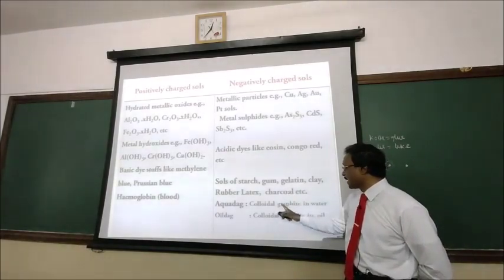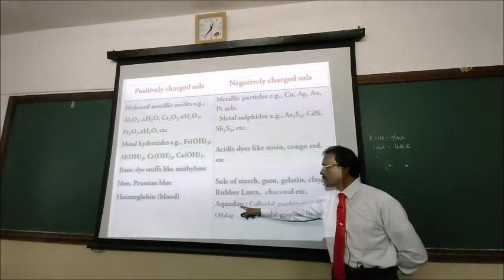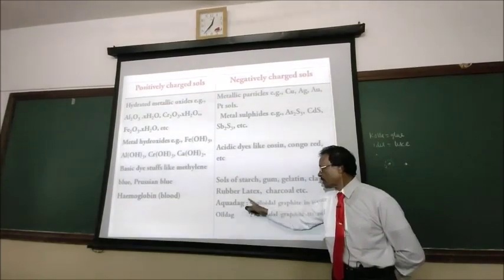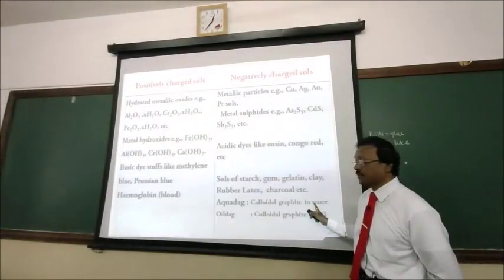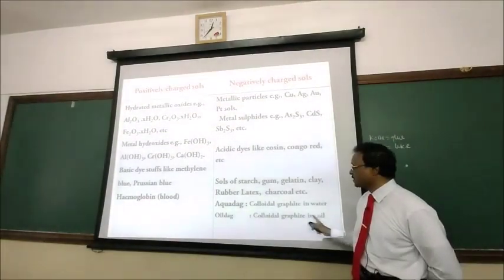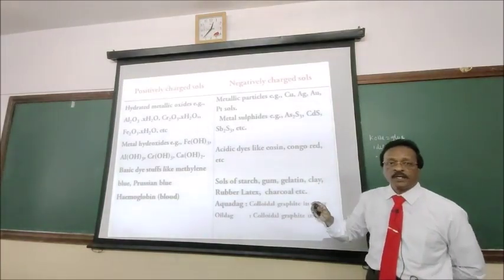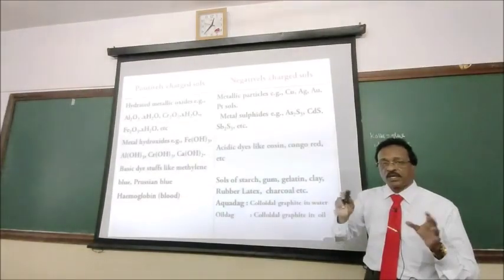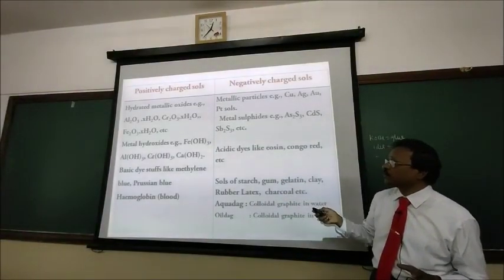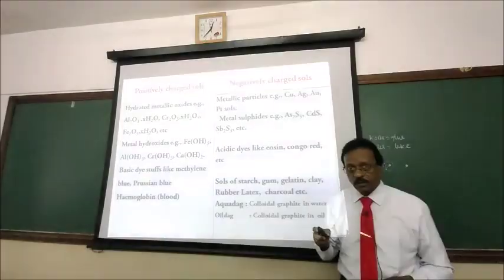Even colloidal graphite in water is called aquadag. This is the term used. Aquadag is often asked in national examinations: colloidal graphite in water is negatively charged. Colloidal graphite in oil is called oildag. They are all negatively charged colloidal particles. The analytical property of colloids is based on the movement of colloidal particles in the electric field. Some of the important charges have been identified and you have to memorize the data. Okay, now I will stop at this stage.